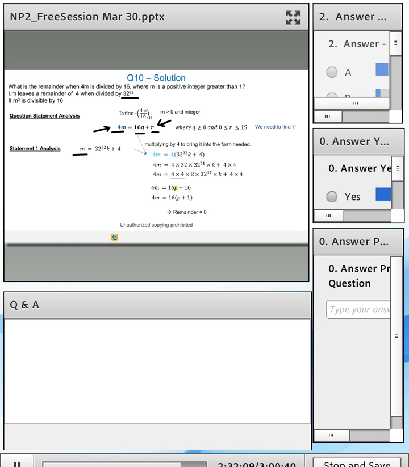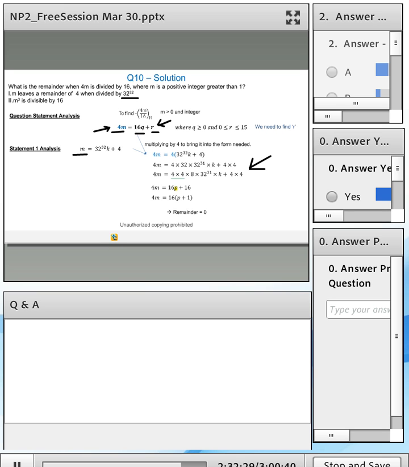Okay, so ultimately I am able to express this entire term such that all the terms in it come out to be a multiple of 16. And that's why we are able to get the remainder as 0.